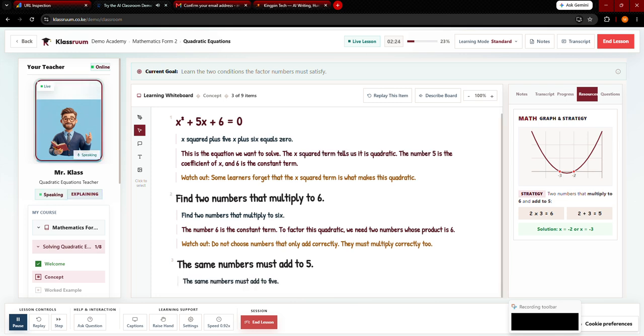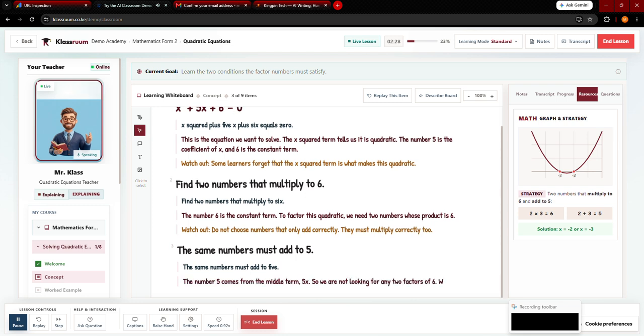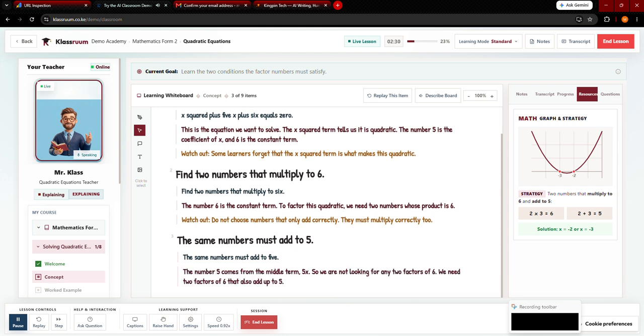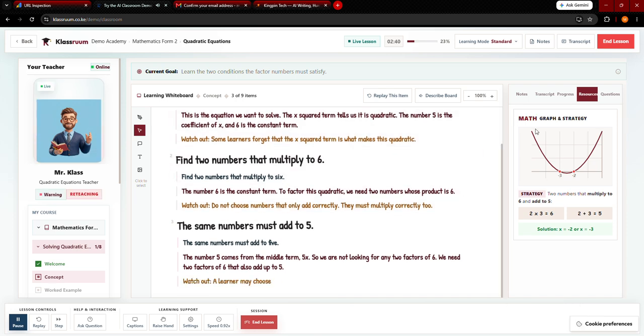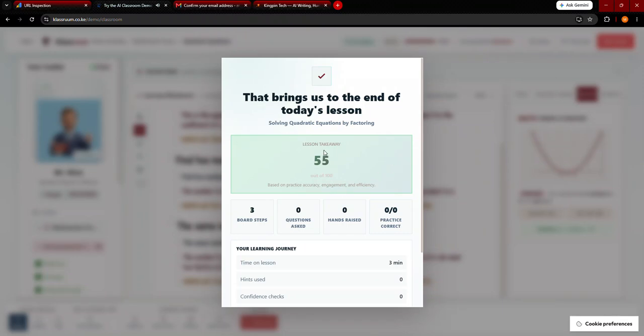The same numbers must add to 5. The number 5 comes from the middle term, 5x. So we are not looking for any two factors of 6. We need two factors of 6 that also add up to 5. Watch out, a learner may choose 1 and 6 because they multiply to 6, but they add to 7, not 5.